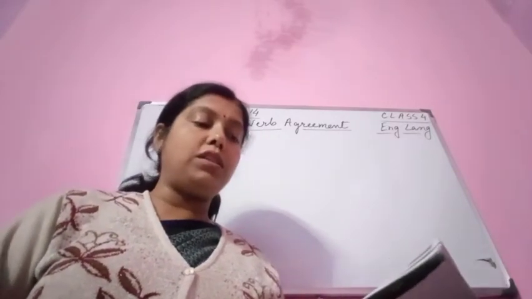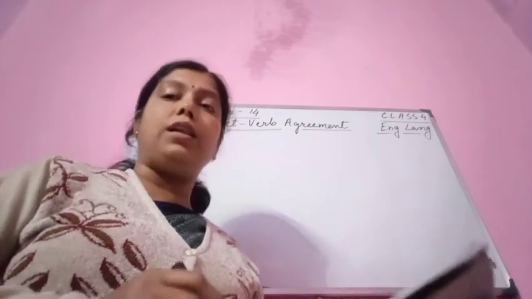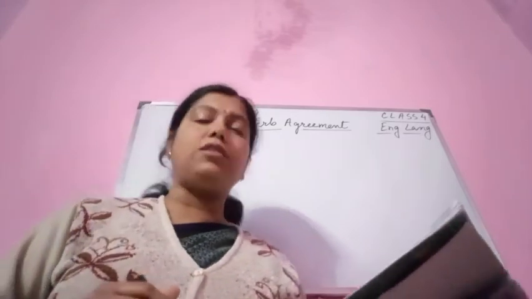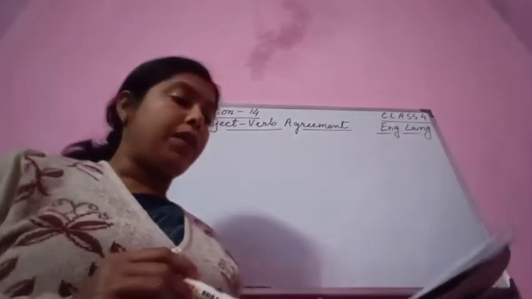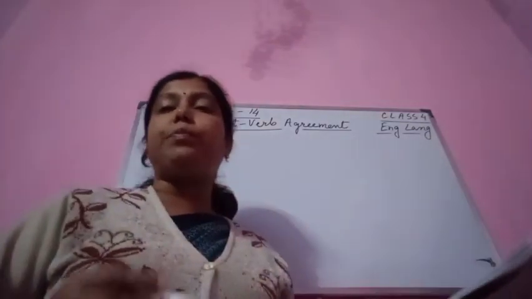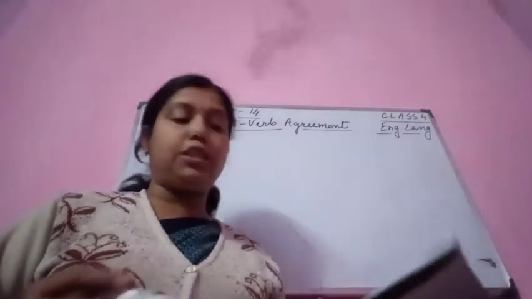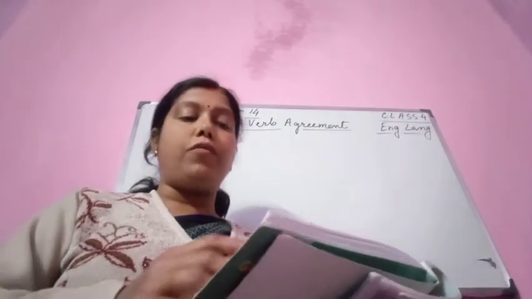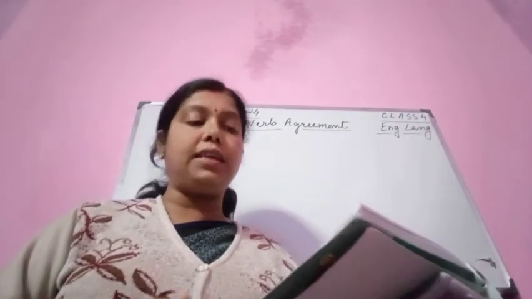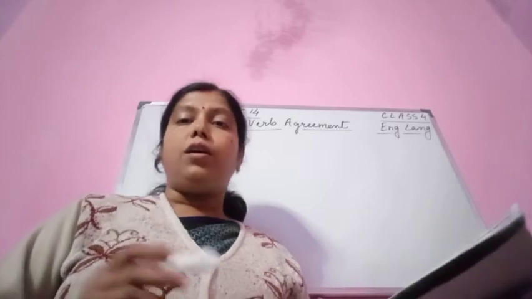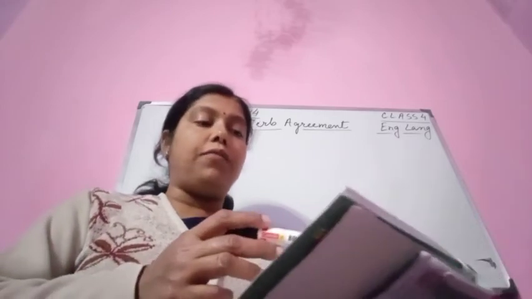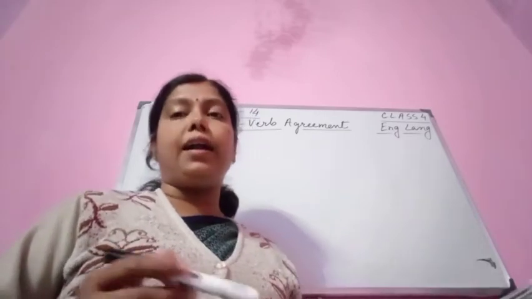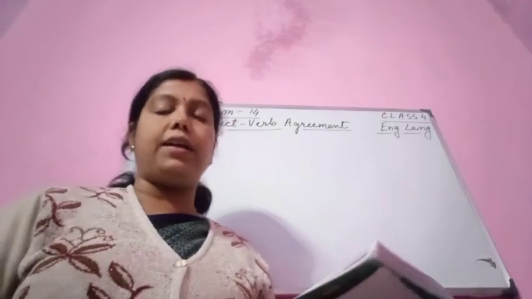Plural nouns and pronouns. If the subject is plural, so what are we going to use? From the forms of have, we are going to use have and had. And in the forms of be, what will it be? Are and were. Are in the present tense and were in the past tense.